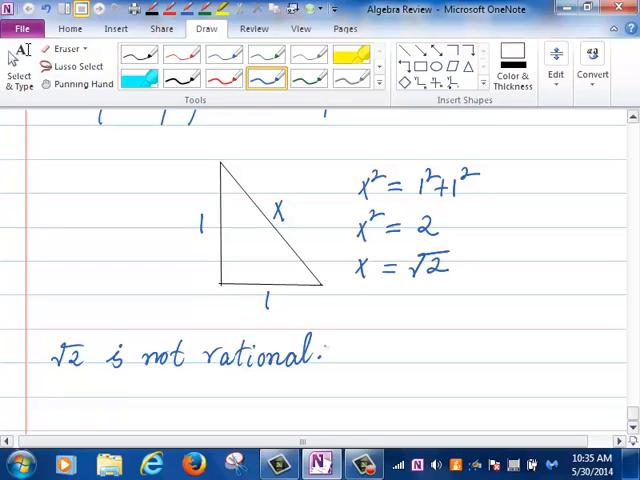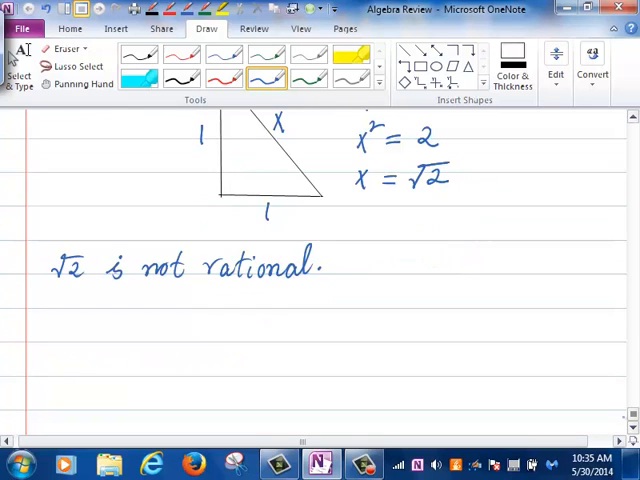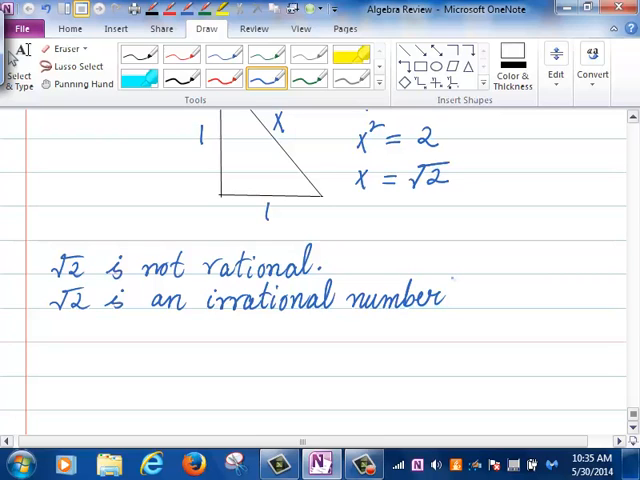So, but what do we call a number like root 2? It's called an irrational, right? Talk about being creative about names, right? Rational and irrational. Root 2 is an irrational number. Irrational doesn't refer to an irrational person. It refers to the fact that it's not a rational number. It's not the ratio of two integers. Everybody is okay with that?